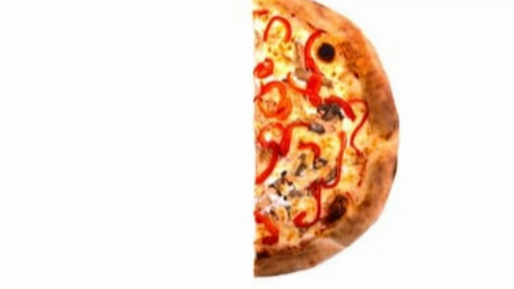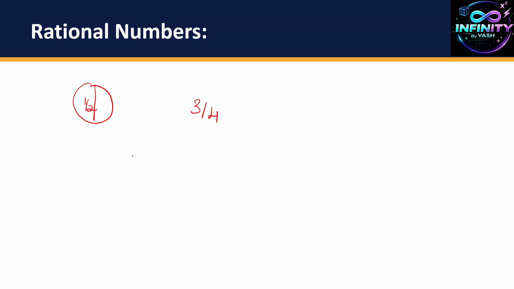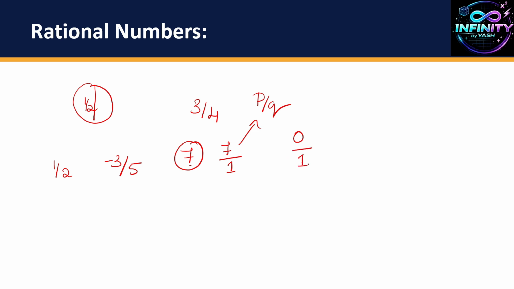Now consider half of a pizza, that is 1 by 2, then 3/4 of a cake. These are fractions. Numbers that can be represented as p by q are considered rational numbers. For example, 1 by 2. You can take even negative fractions. Then 7. You might say 7 is not in the form of p by q, but 7 can be represented as 7 by 1. It is in the form of p by q. Even 0 is a rational number, as 0 by 1.